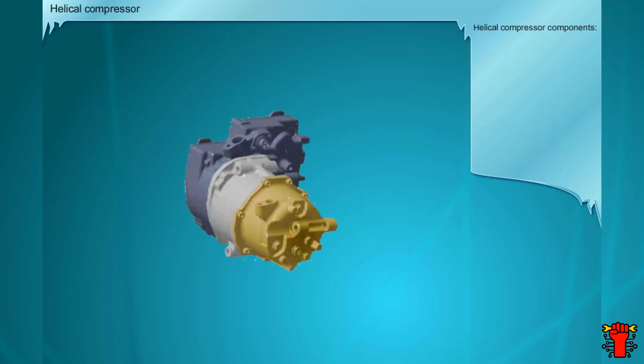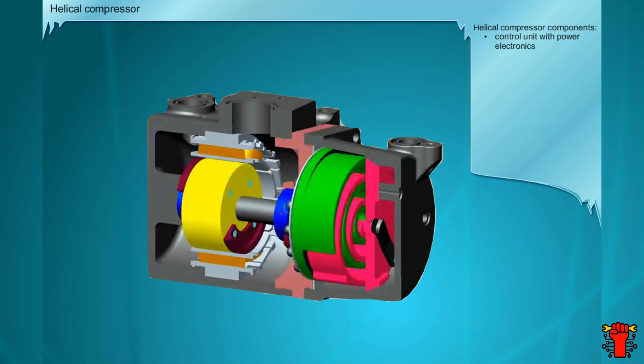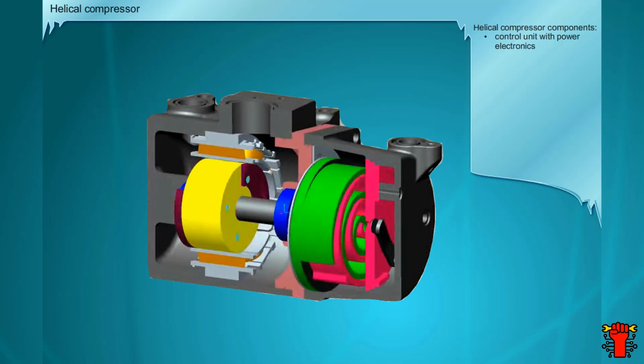The helical compressor is used, for instance, in vehicles in which the engine does not run when stationary, so it is used in conjunction with the automatic engine start-stop function or electric drive system. This compressor has its own control unit with integrated power electronics. Propulsion is handled by its own electric motor.